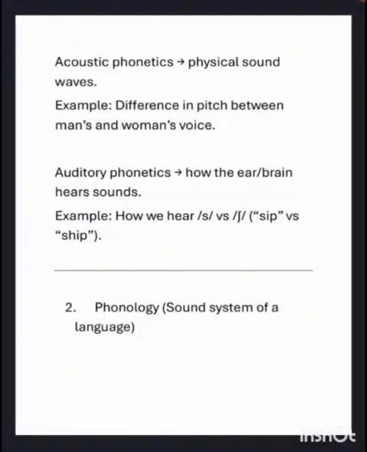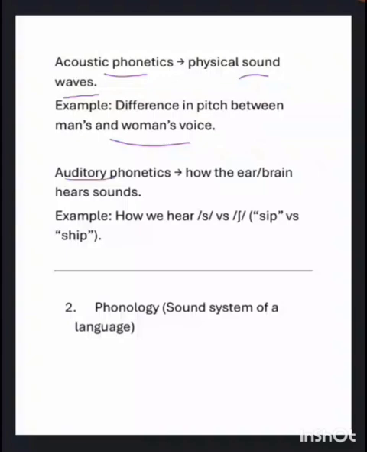Then we have acoustic phonetics. It deals with transmission, how our physical sounds travel. Like when I am pronouncing words, how they travel in the air, how these words come out of my mouth. Acoustic phonetics deals with the sound waves, the pitch, the tone I am using. For example, a man's and a woman's voice differ in pitch; a man's voice is likely to be lower than a woman's voice.